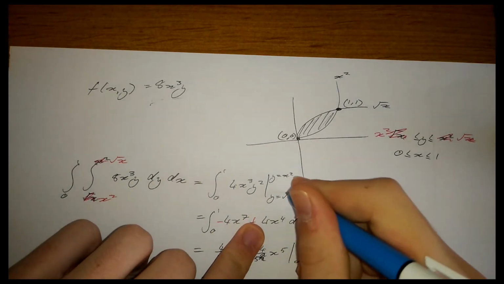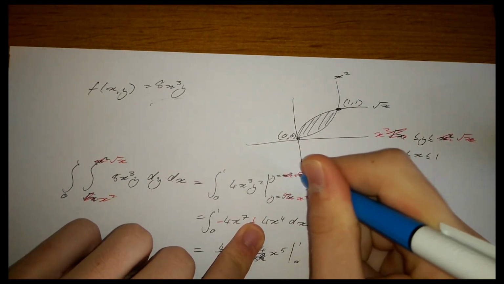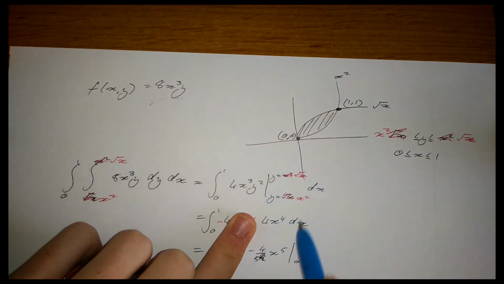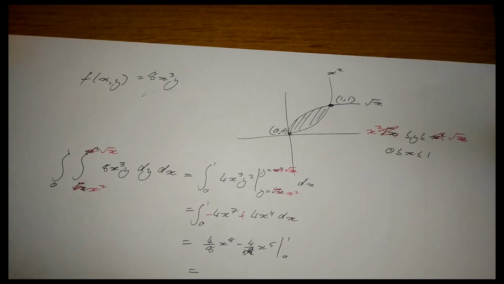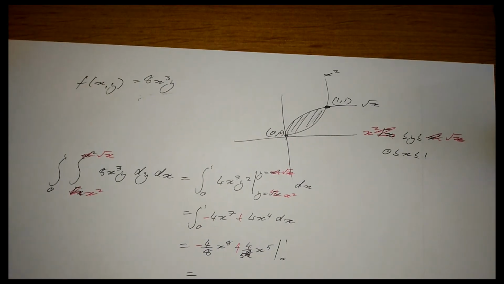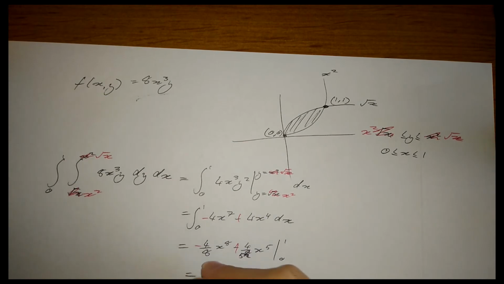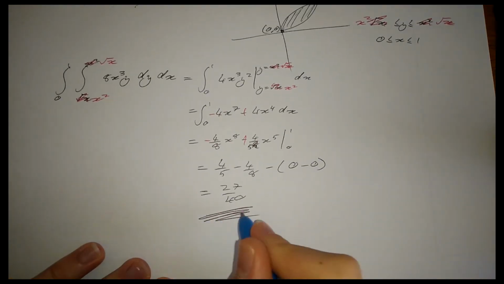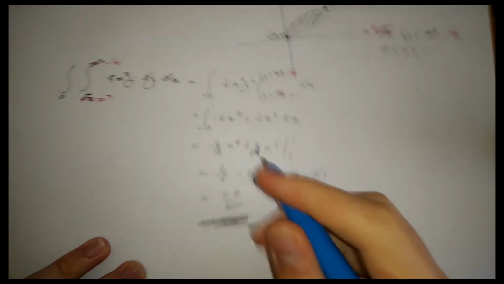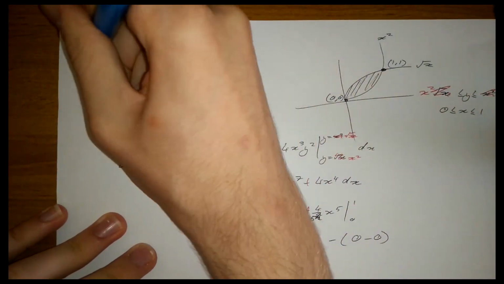So you'd substitute in root x, and then you'd minus when you substitute in x squared. So hence, we would have 4/5 minus 4 on 8 minus 0 minus 0, which is 0. So 4/5 minus 1 on 2 is just 27 on 40. So that is our answer. All good. So that was question 14. Now question 15.